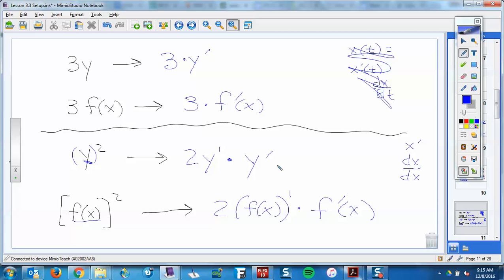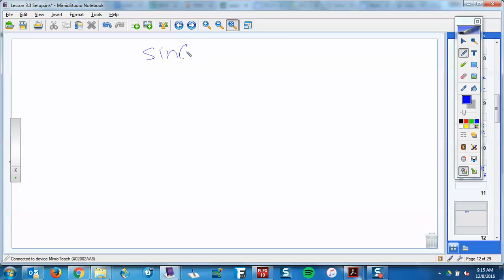So, what's the derivative of y squared? 2y. Stick on a y prime. So it's going to be 2y, y prime. Do the normal derivative, stick on a y prime. So, sine of y. What's the derivative of sine of y? Cosine of y times y prime. What's e to the y derivative? E to the y times y prime.